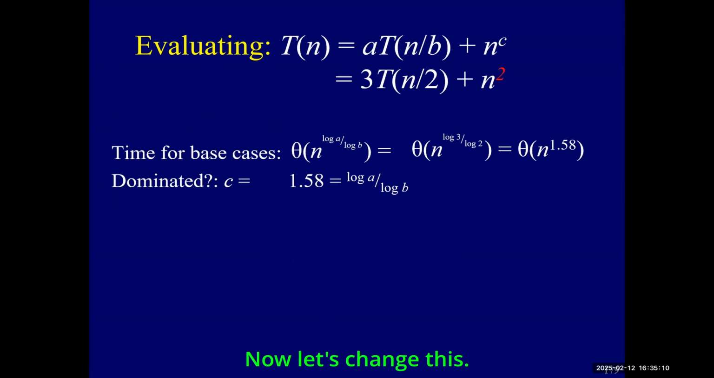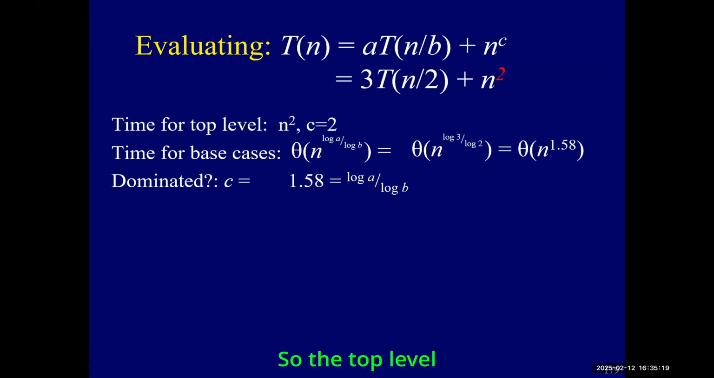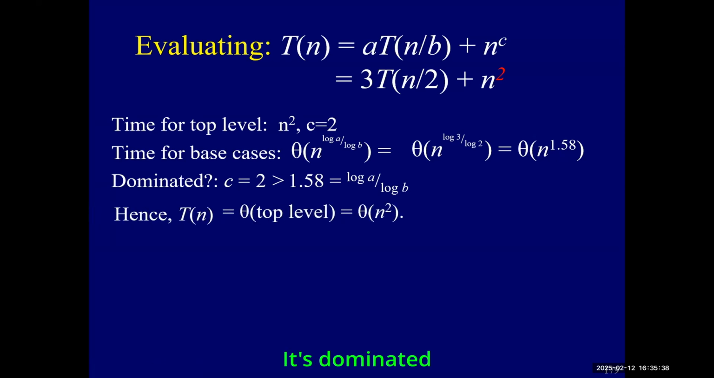Now, let's change this. I'm just making weird ones here. Now, let's increase my work to n squared. So the top level is n squared. But here, n squared is bigger than the number of base cases. Log a over log b is 1.58, and c is 2, which is bigger. So what's the answer here? It's dominated by the top.